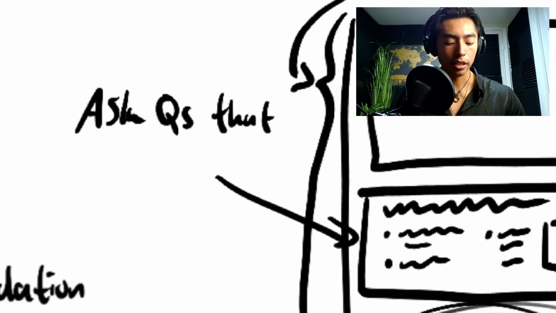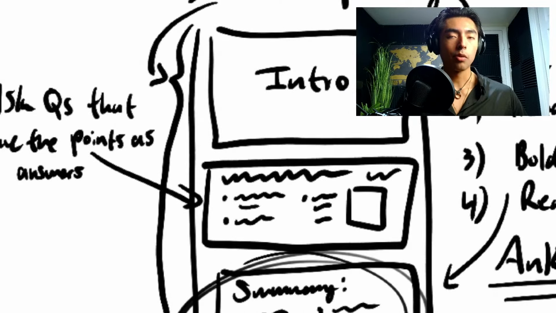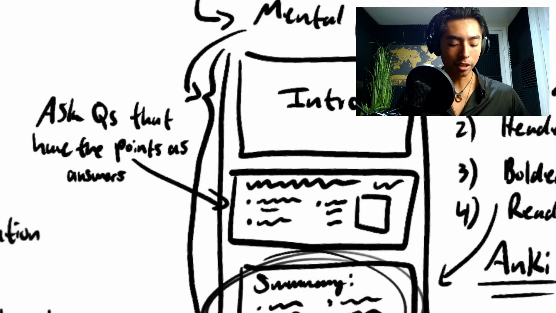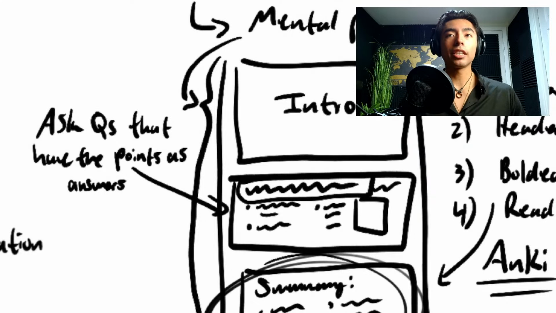that have the points as answers. So what do I mean by this? What the heck is Simon talking about? Well, you have this here, right? So everything is going to fall under that category, right? That's the topic. That's the header of the slide. So your job is to make sure that you're asking questions that relate this to this and to this and to this. Let's look at an example.